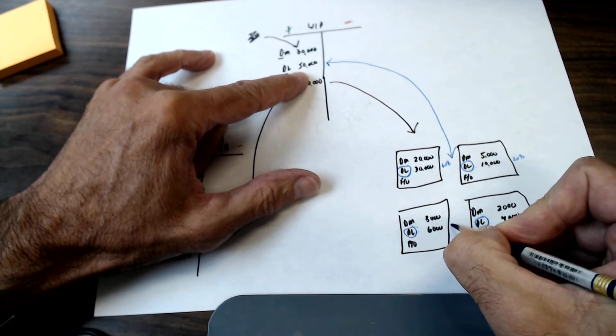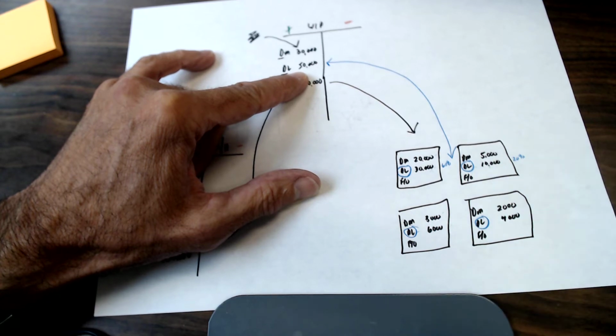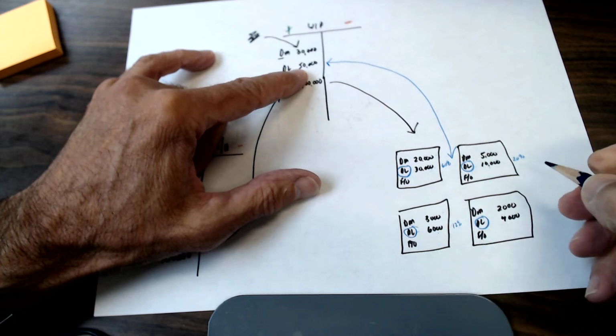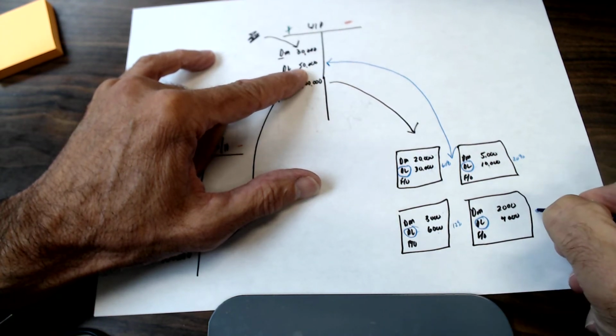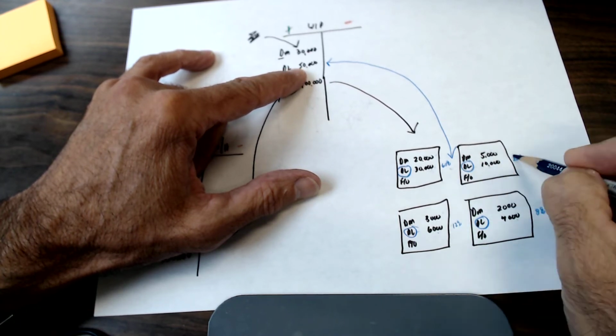6 of the 50,000 went to the third job. What is that? 6 of the 50 is 12%, right? And then finally 4 of the 50 is 8%. 4 of the 50. So that's 100%.